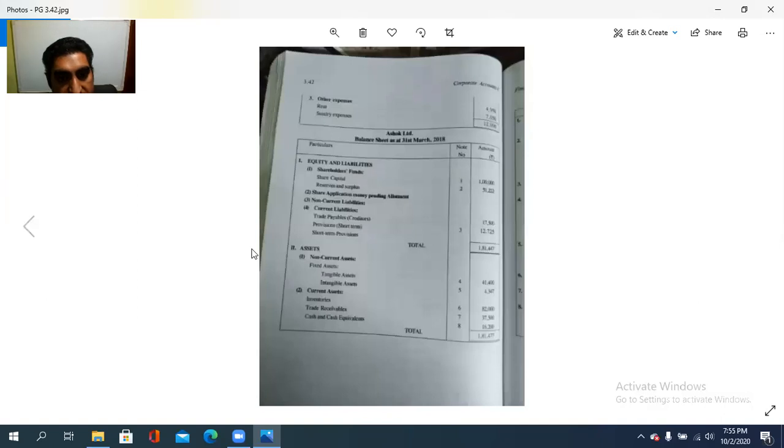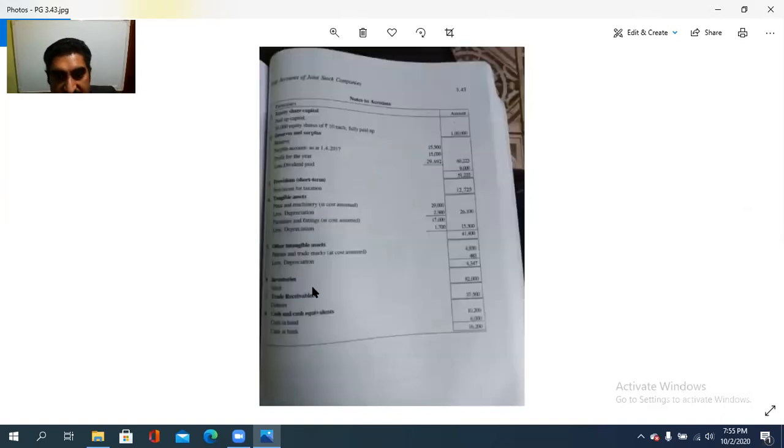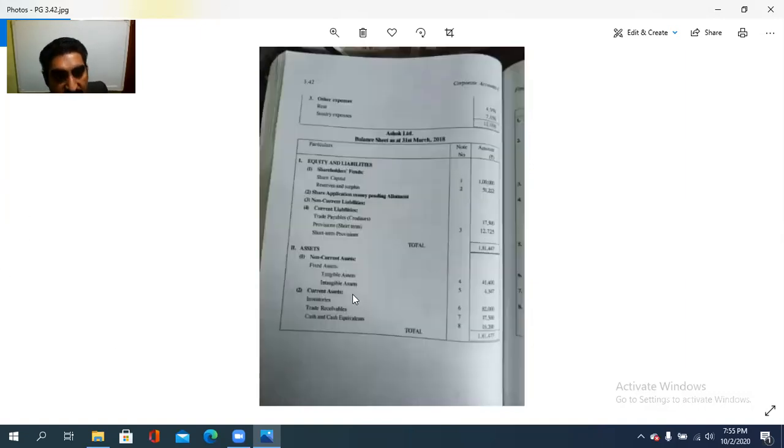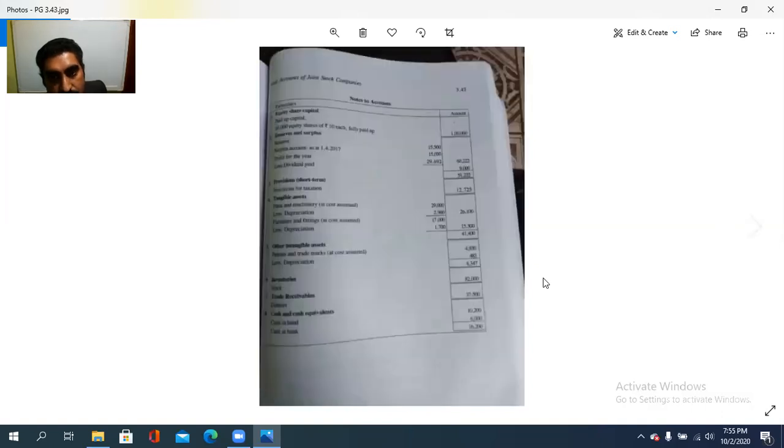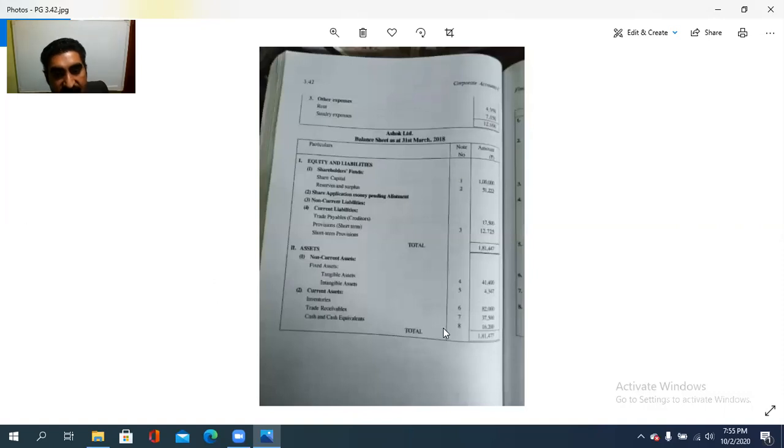So first of all, what is there in the current assets? Inventory. Inventory, note number 6 is this. Stock, one item is only there, 82,000. So that is directly taken from the question and put in the notes to accounts, and from there we are putting it in the balance sheet. Then trade receivable, how much is there? Trade receivable, only debtors is there, no more adjustment. So 37,500. And next is cash and cash equivalents.